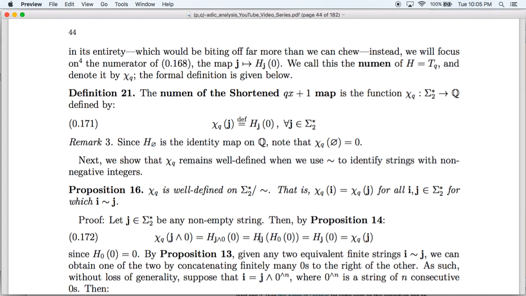Then, by Proposition 14 and our notation, chi q of j wedge 0, where 0 represents the string containing the entry 0, is going to be h bold j wedge 0 of 0, which is h bold j of h_0 of 0. But h_0 fixes 0. It's just h_0 of x is x over 2. So this is the same thing as h bold j of 0, and that's, by definition, chi q of bold j.